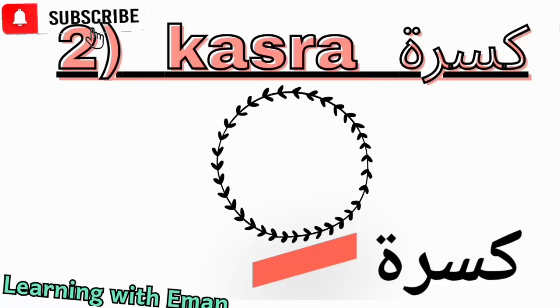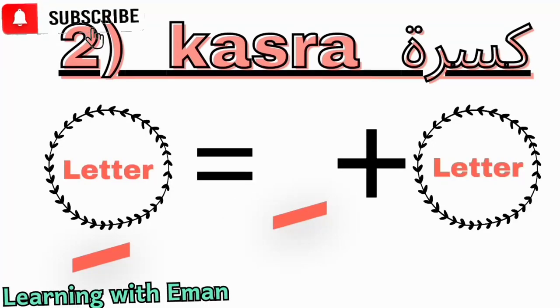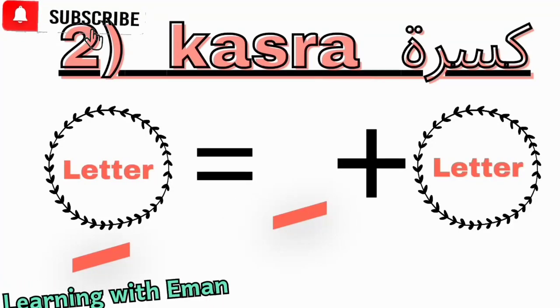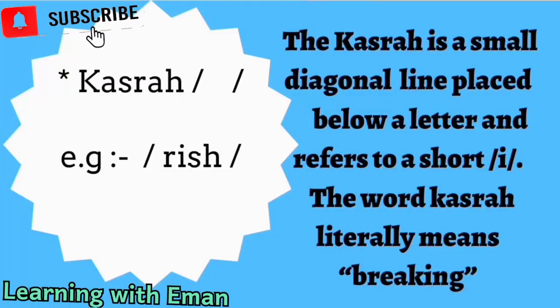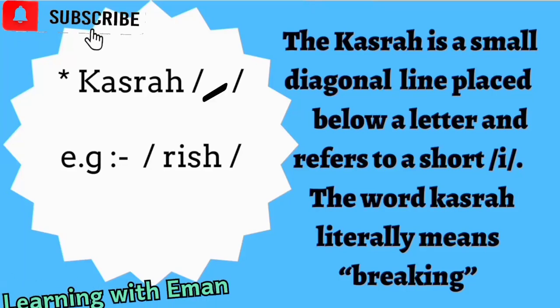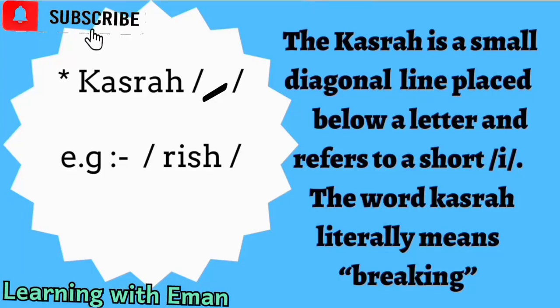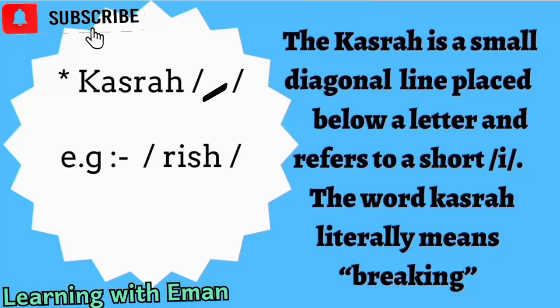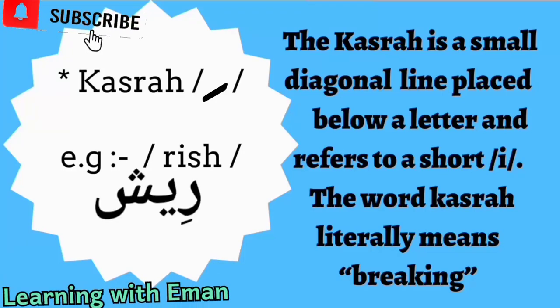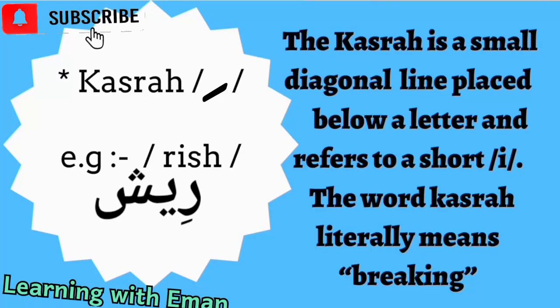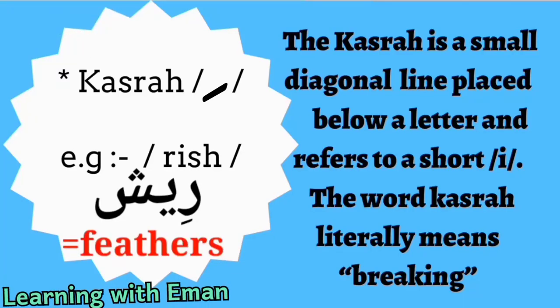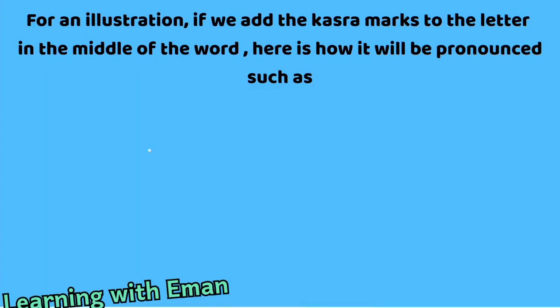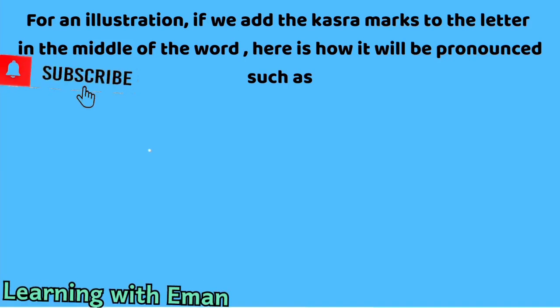If a letter has kasrah vowel underneath it, it means the vowel comes after that letter. The kasrah is a small diagonal line placed below a letter and refers to a short I. The word kasra literally means breaking, e.g. ريش means feathers. For an illustration, if we add the kasra marks to the letter in the middle of the word, here is how it will be pronounced.